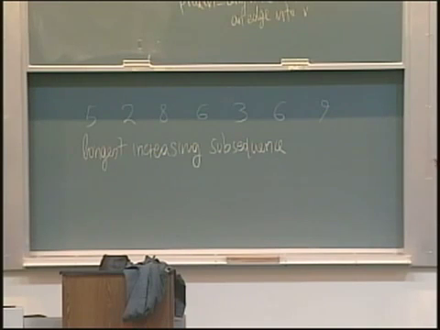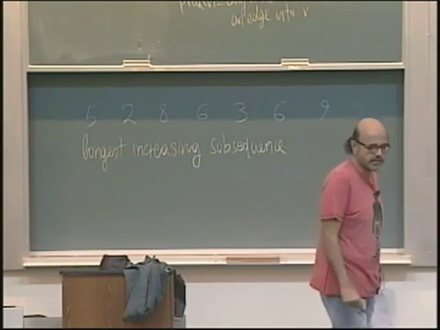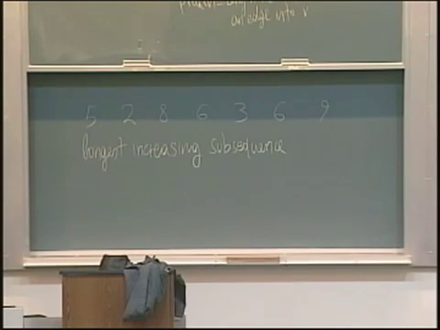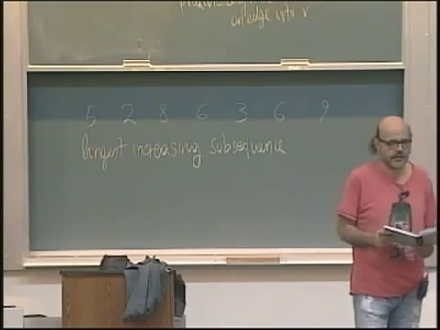5, 8, 9. 5, 8, 9 is an increasing subsequence. Okay, everybody gets it? But it's not long enough. I want a longer one. What is the longest increasing subsequence here? Maybe, I don't know, 2, 3, 6, 9? Yeah, that's long enough. Okay? 5, 6, 6, 9. I forget what the rules are. 6, 6 is not increasing, okay? It has to be strictly increasing.